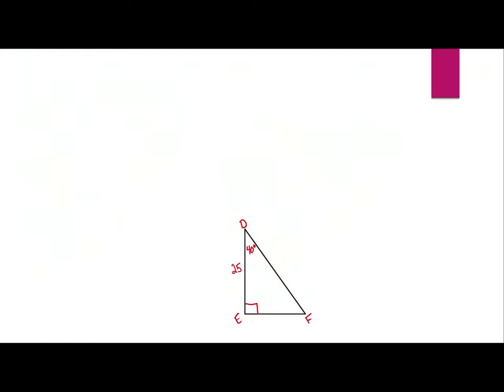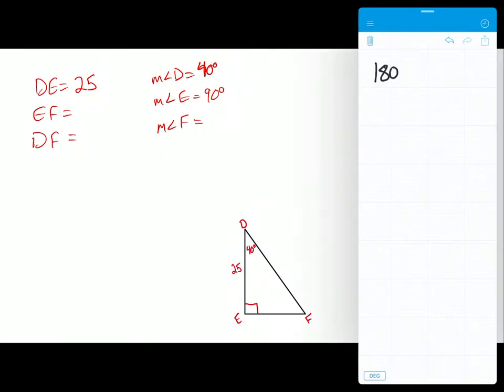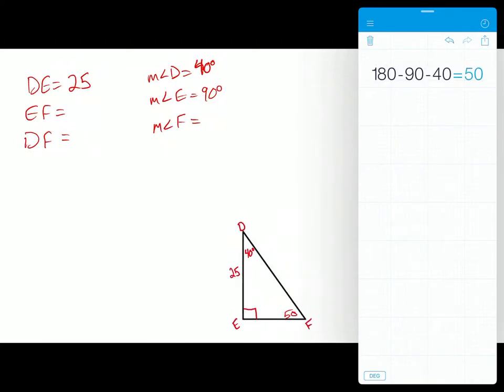So in this example, DE is given to us. We already know DE is 25. And we don't know EF, and we don't know DF. So we're not going to be able to use the Pythagorean theorem on this. We do know the measure of angle D is equal to 40 degrees, and we know the measure of angle E is equal to 90 degrees. So we can already find the measure of angle F. If this is 40 and that's 90, then we can do 180 minus 90 minus 40 to tell us what the other angle is. So it's 50 degrees. We can go ahead and put in 50 right in there.